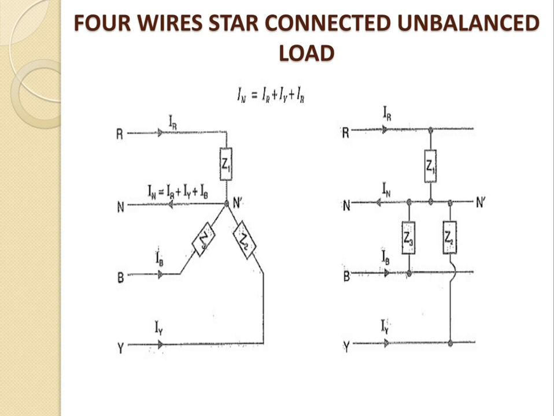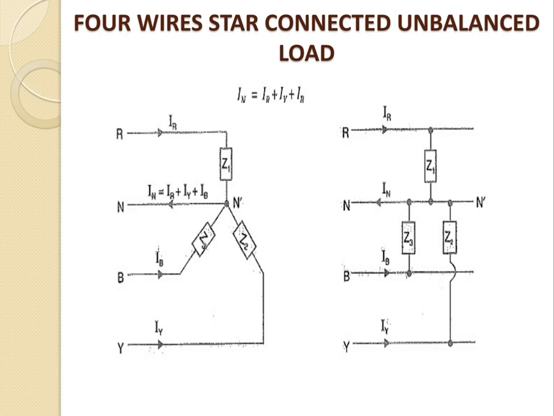Now we are going for the 4 wires star connected unbalanced load. This is one of the categories of the 3-phase unbalanced load. The 3-phase unbalanced load has mainly 3 categories. First, the 4 wire star connected unbalanced load. Second, the unbalanced delta connected load. Third, the unbalanced 3 wire star connected load. And out of those 3, one category is the 4 wire star connected unbalanced load.